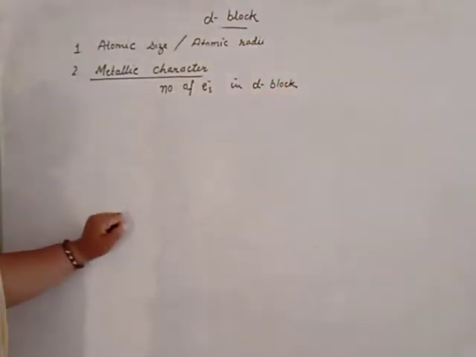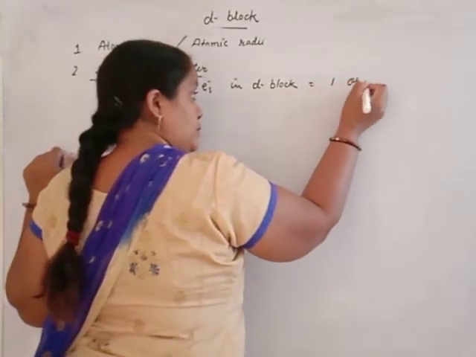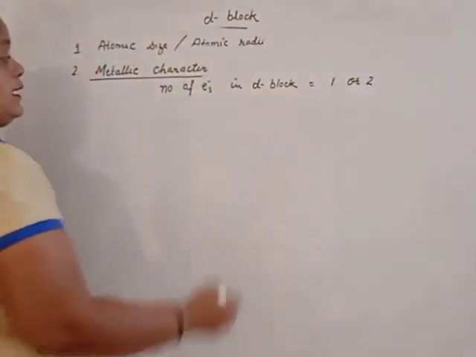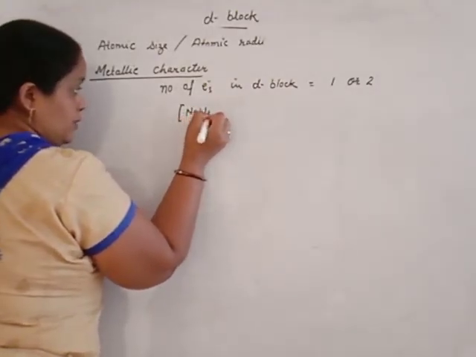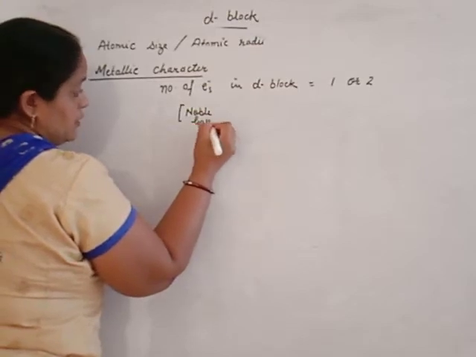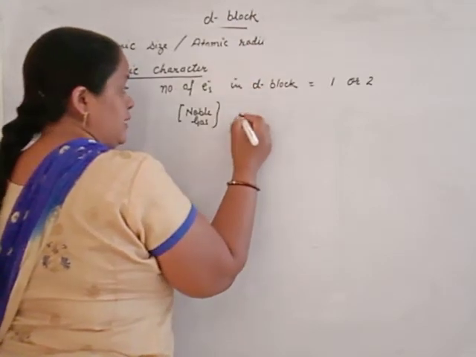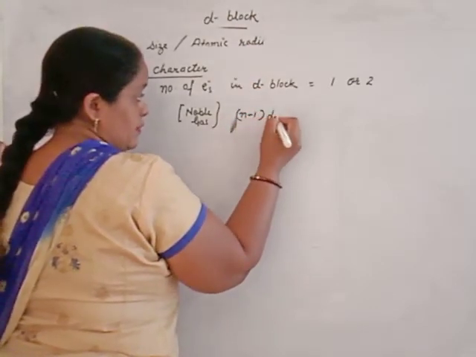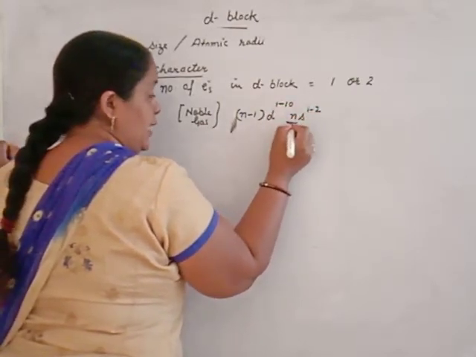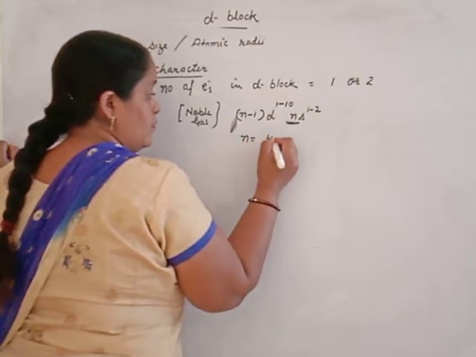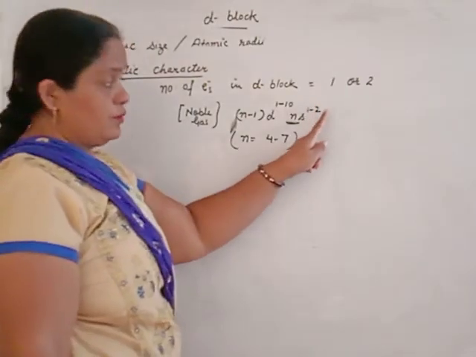In the transition metal D block, it remains 1 or 2. It will be understood by writing the outermost electronic configuration. Inner core is noble gas configuration. Then (n-1)d 1 to 10 and ns 1 to 2. n is the 4 to 7 outermost shell. Outermost shell consists of 1 or 2 electrons.